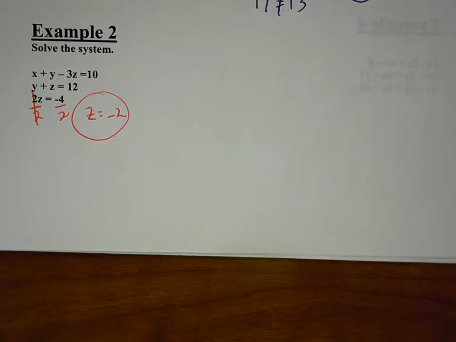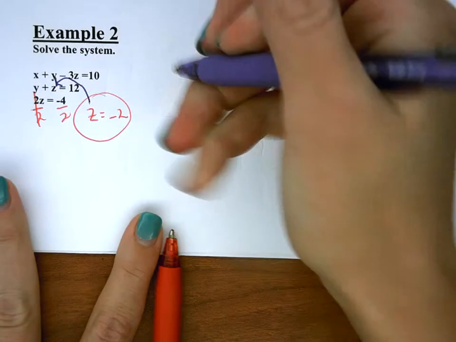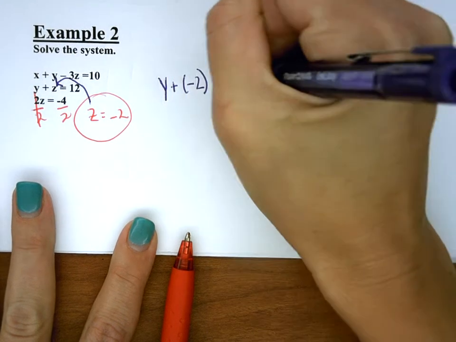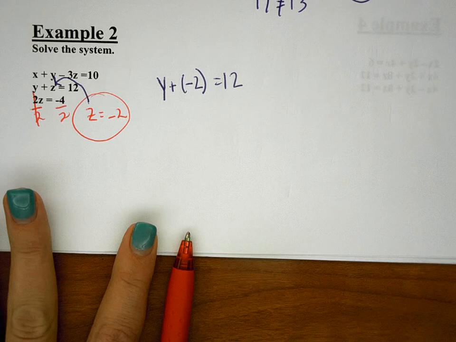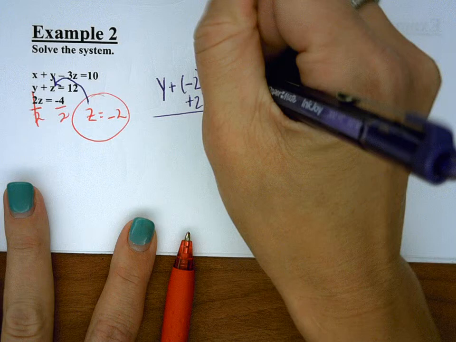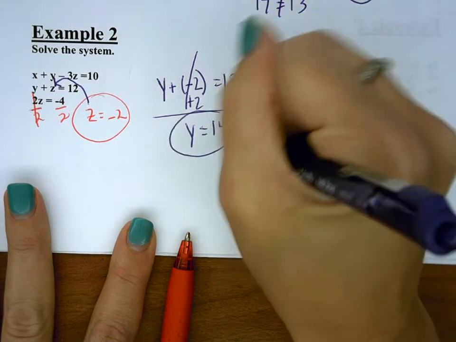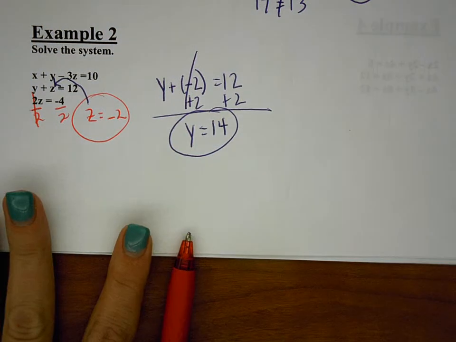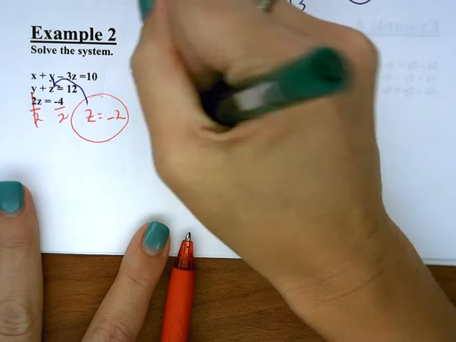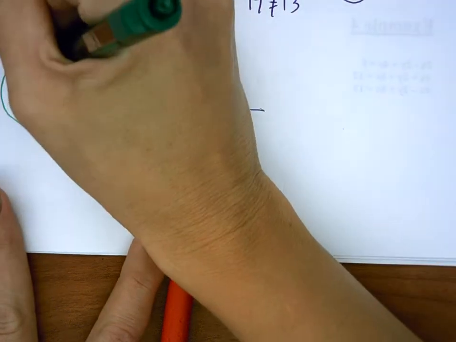What equation would be best to plug this into now? Good, the second one, right here. So here I have y plus a -2 equals 12. And what would I do to solve that? Good, add your 2. And we get y equals 14. Okay, now that we have that answer, what am I going to do? Right, but what else am I going to plug into the first one? Z. So I'm going to plug the z value in plus the y value in, and I can go back and get the x.